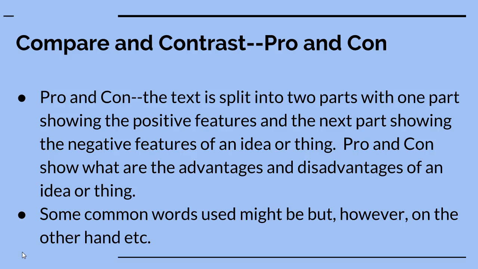Pros and cons. The text is split into two parts, with one part showing the positive features and the next part showing the negative features of an idea or thing. Pro and con can show what are the advantages and disadvantages of an idea or thing. Some common words used might be but, however, on the other hand.